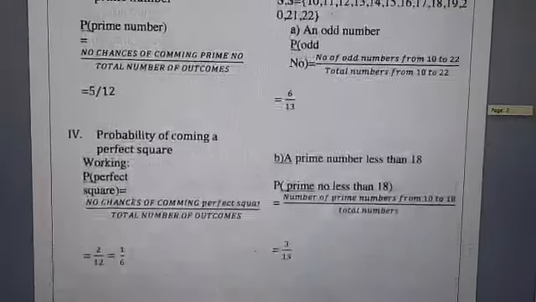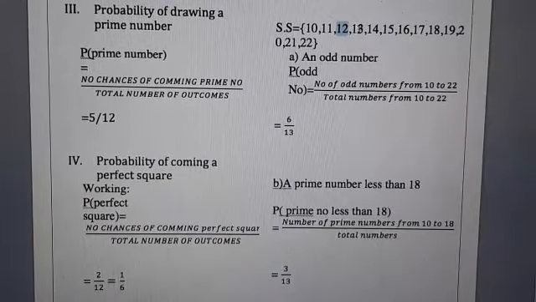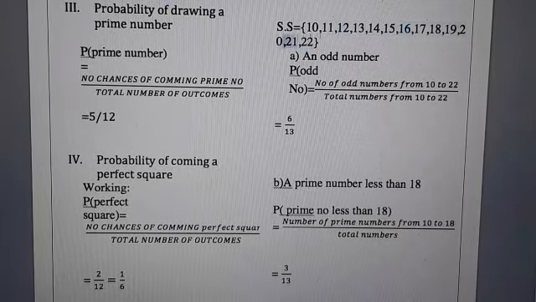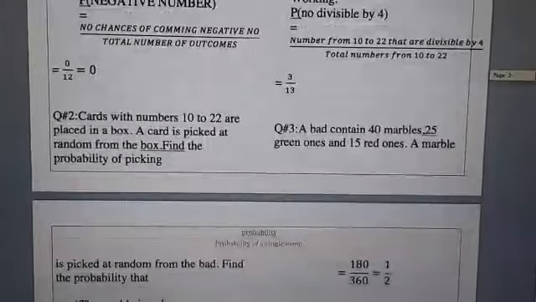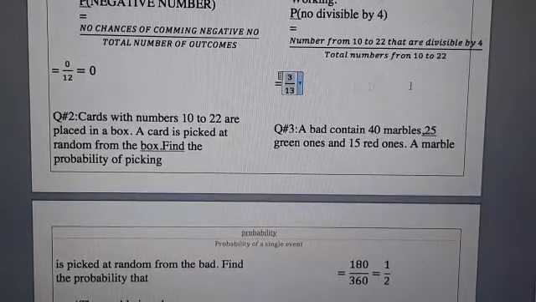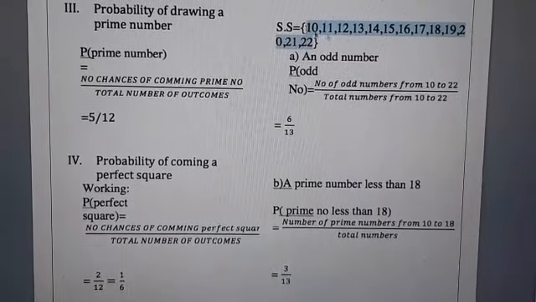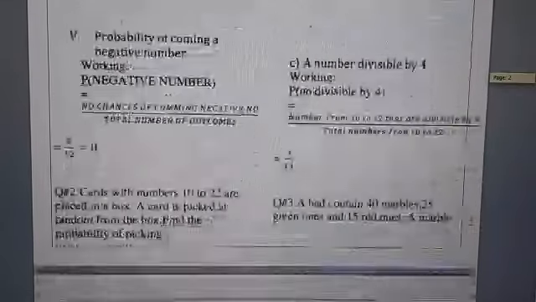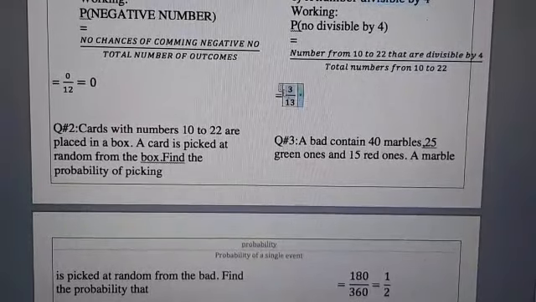Go to the sample space, look for the numbers which are divisible by 4, that is 12, then we have got 16 divisible by 4, then we have got 20, a number divisible by 4. So we have got 3 numbers which are divisible by 4, while in total we have 13 numbers. As you can see from here, we have total 13 numbers in the sample space. So the probability of drawing a number divisible by 4 will be 3 over 13.